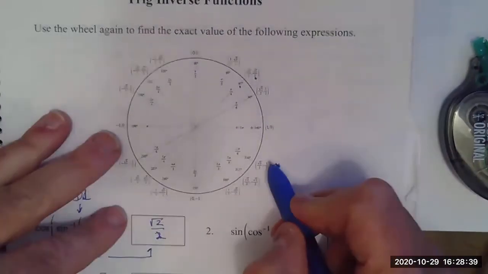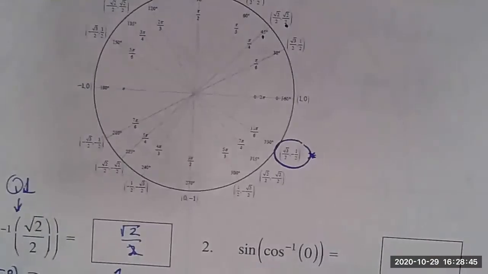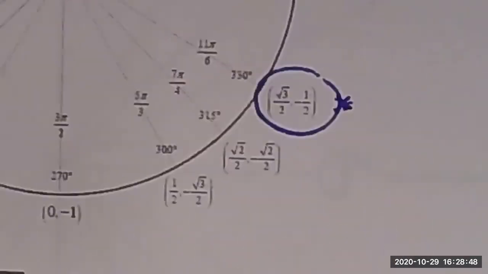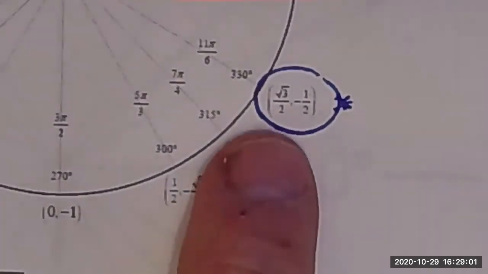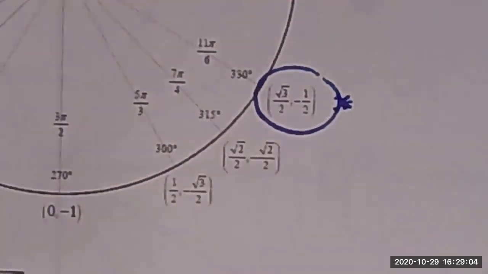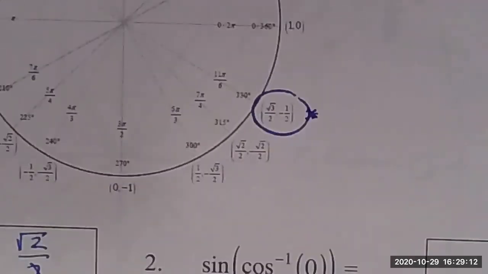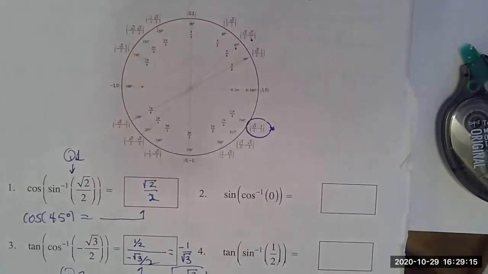What's the secant? Now I'm going to circle this right here. I want the secant, which is the reciprocal of the cosine. And the cosine is the x. So I'm looking at the reciprocal of that. 2 over root 3. Should be right. 2 over root 3.